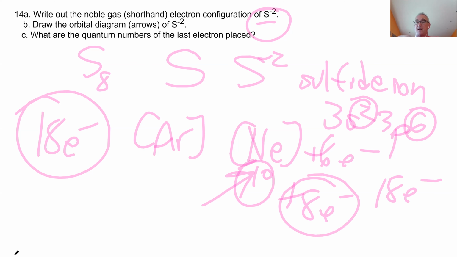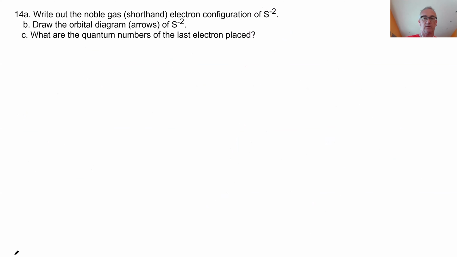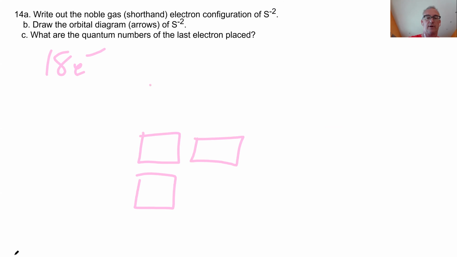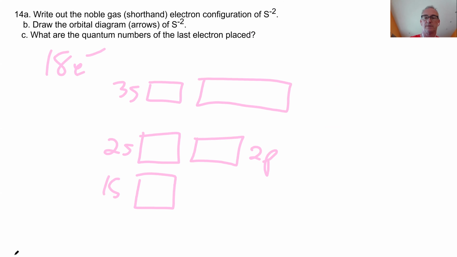And that's sulfide ion. Before we go, let's quickly show how we would write that in an orbital diagram. Remember, the orbital diagram shows each individual box for the orbitals. We need 18, and we always start with 1s, then 2s, then 2p, then 3s, then 3p. So 1s, 2s, 2p, 3s, 3p. I should make my p a little bit bigger here. Okay, so what's the first electron I put in?